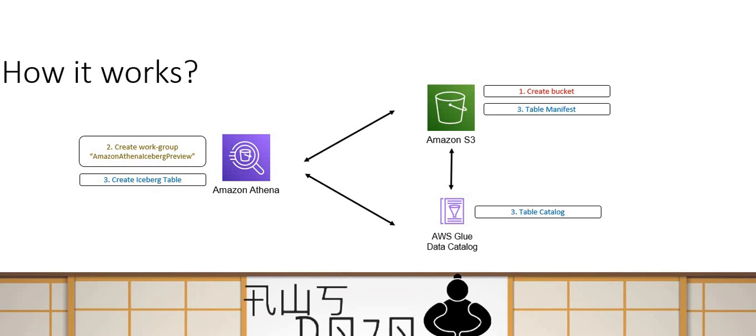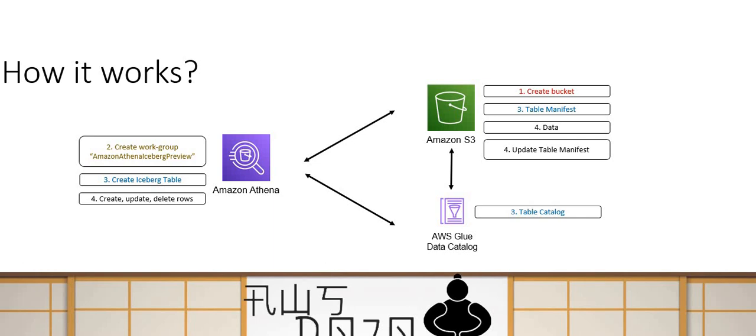So once you have created a table, you can start creating the data and updating the data. As you can see, you can do row level or record level operations. So you can create your record, you can update your record, you can delete your record. And when you do that, what happens in the S3 bucket is that your data files start getting created, based on the partition information you have provided.